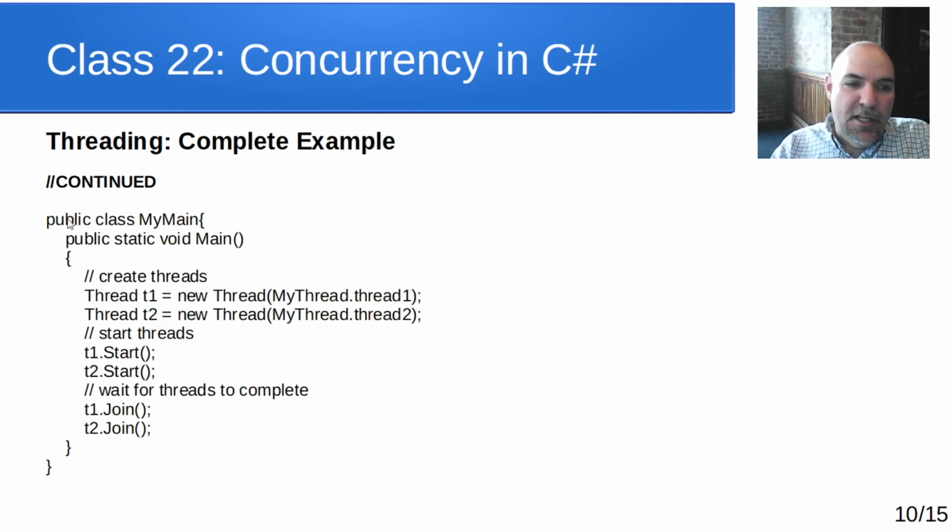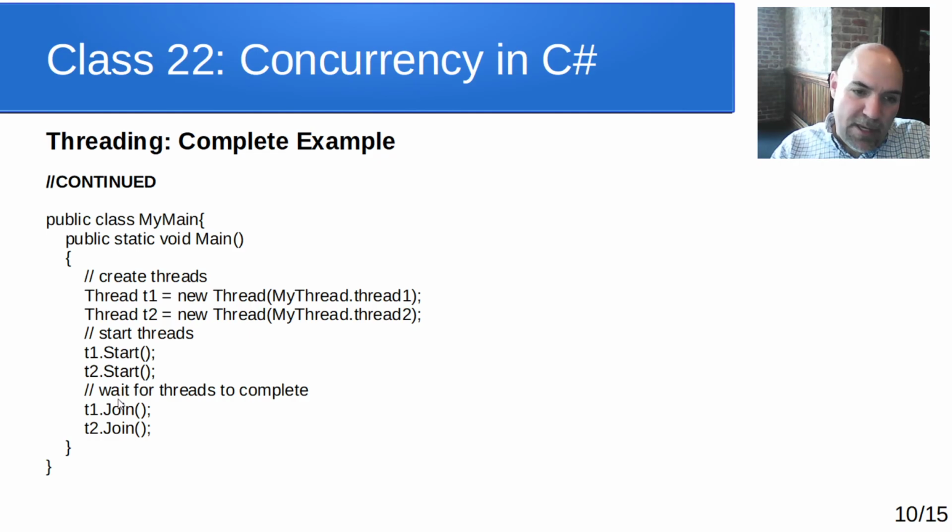Continuing on, we have the main method. Inside of there, I create two threads, T1 and T2. I start both of them, T1.start, T2.start, and then T1.join, T2.join. So I start them both and wait for them to complete. What's interesting is that between the start and the join, I actually have three threads: the main thread, thread one, and thread two, all running concurrently with one another at this point.